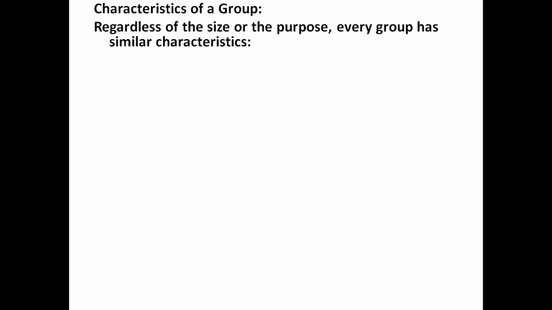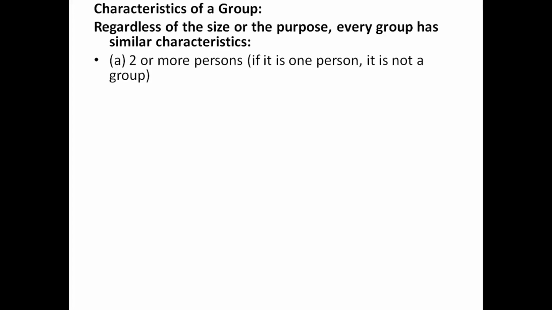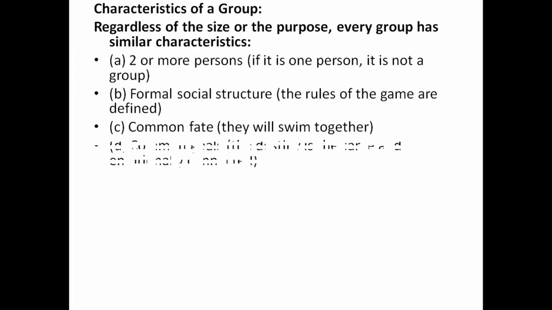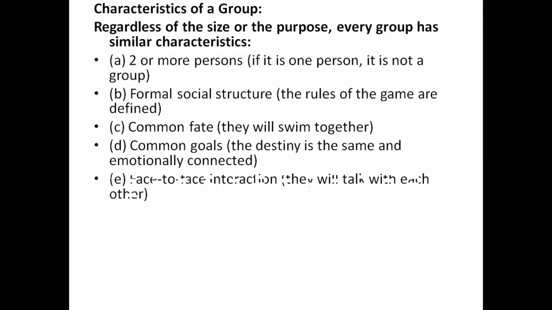Characteristics of a group. Regardless of the size or the purpose, every group has similar characteristics. A. It has two or more persons. If it is one person, it is not a group. B. Formal social structure. The rules of the game are defined. C. A common fate. They all swim together. D. Common goals. The destiny is the same and emotionally connected.